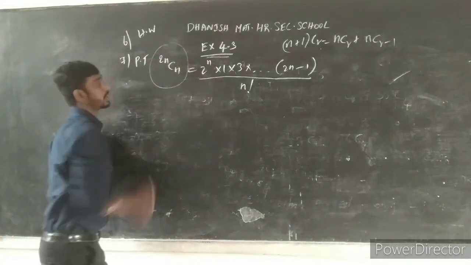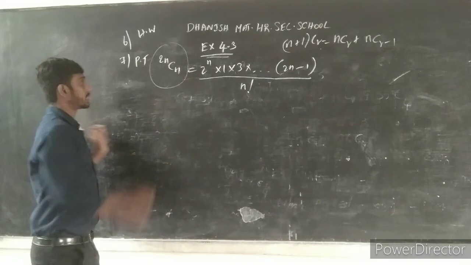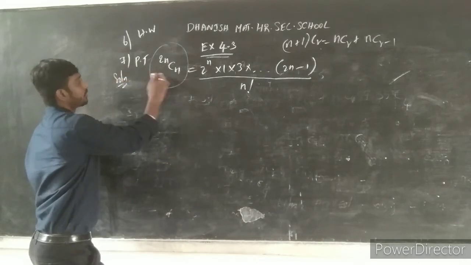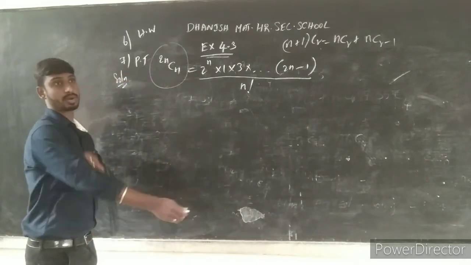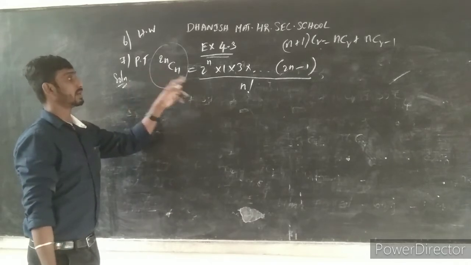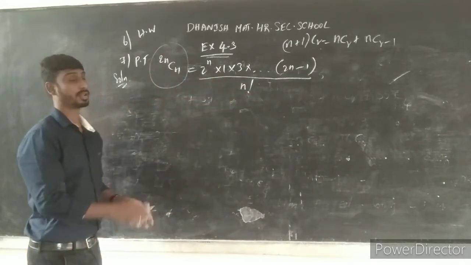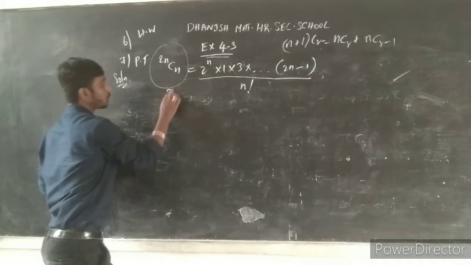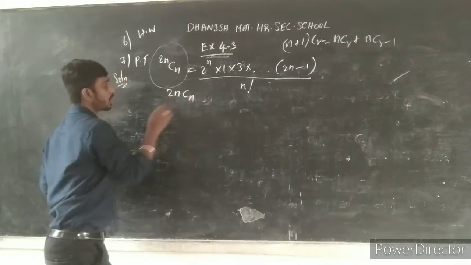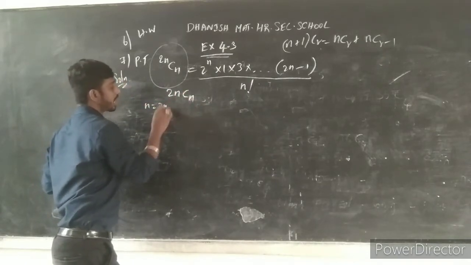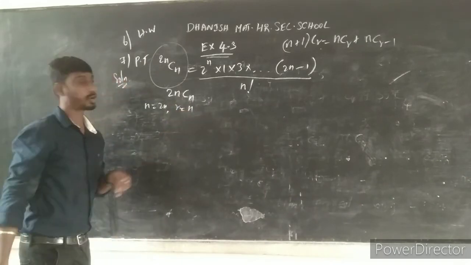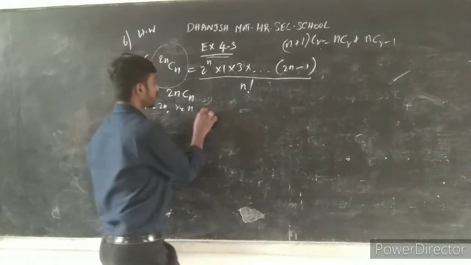What is the LHS value? This is 2nCn here. We are going to prove the sum of this one. So now comes 2nCn. What is the n value? That is 2n, and the r value that will be n. So you are going to be using the combination formula. So what is the combination formula?